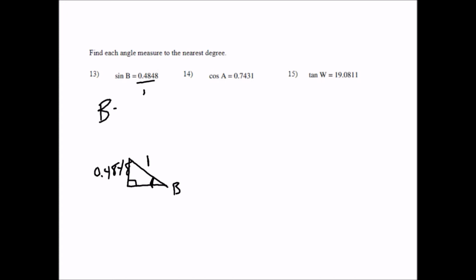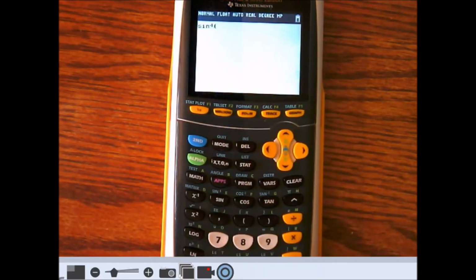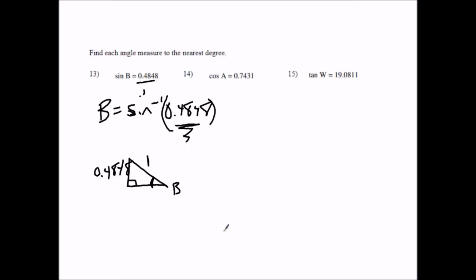Well, to do that, we need inverse trig. So sine to the negative 1 of 0.4848. And you could have decimals right in this section. You could also have fractions, because fractions can be turned into decimals. And then it's just calculator work. It would be second sine of 0.4848, and it's going to tell us the angle, and we're going to round to the nearest degree, so 29 degrees.